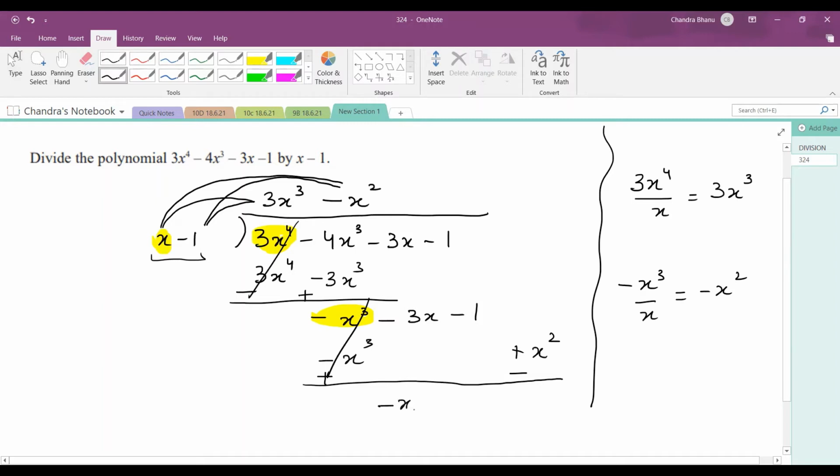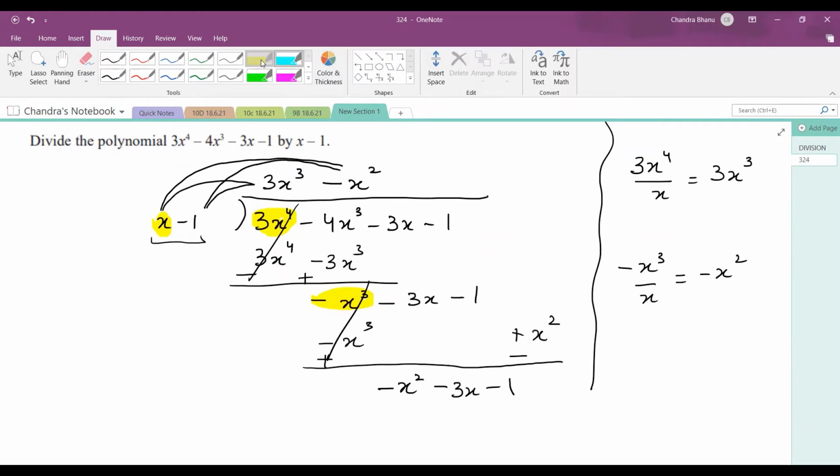So, minus x square will be written first, then minus 3x and minus 1. Keep it in mind that at every step, the powers should be in descending order. Now, again, look at the first term of this step and the first term of the divisor. It will be minus x square upon x. So, it is minus x. So, the new term of the coefficient is minus x.